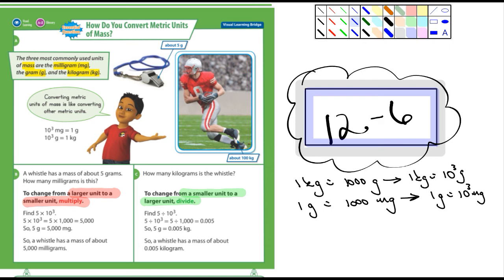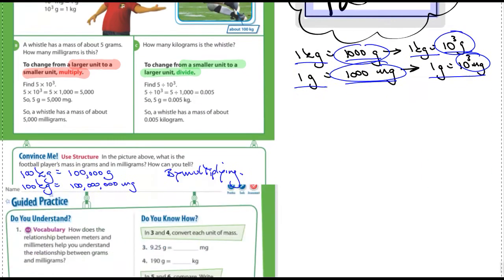So 1 kilogram is equal to 1,000 grams. And that's the same thing as 1 kilogram is equal to 10 to the third grams. And that's kind of what they're talking about right here. And 1 gram is equal to 1,000 milligrams, which is the same thing as 1 gram is equal to 10 to the third mg. So 1,000 grams is the same thing as 10 to the third g. Just so you're not confused about that in case they show you something like that later on in the lesson.